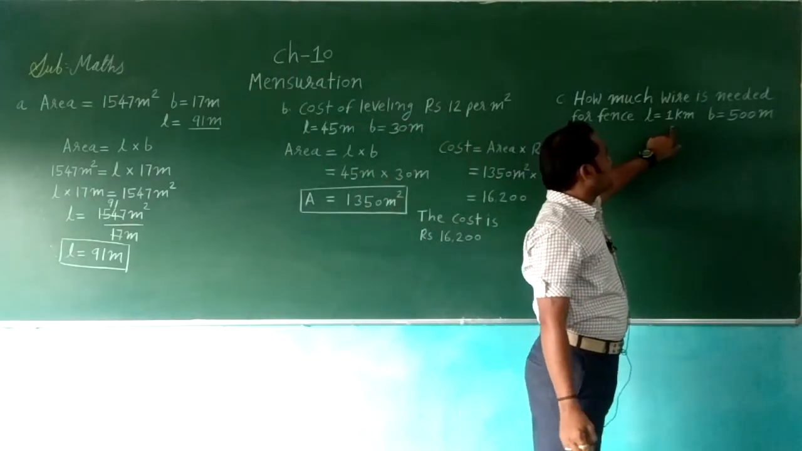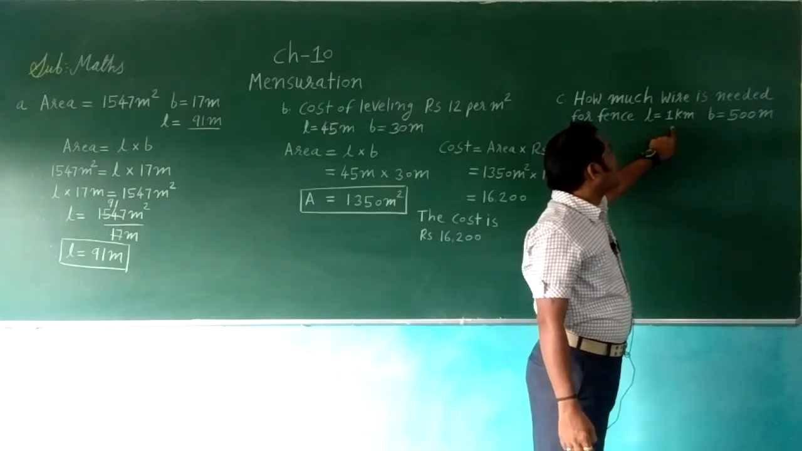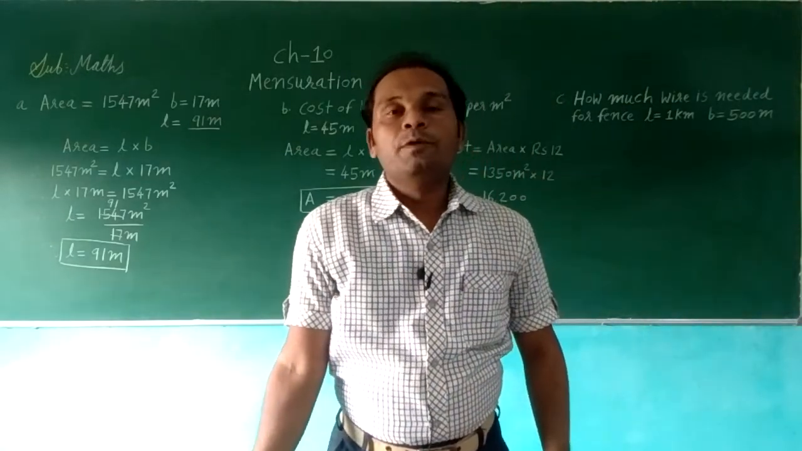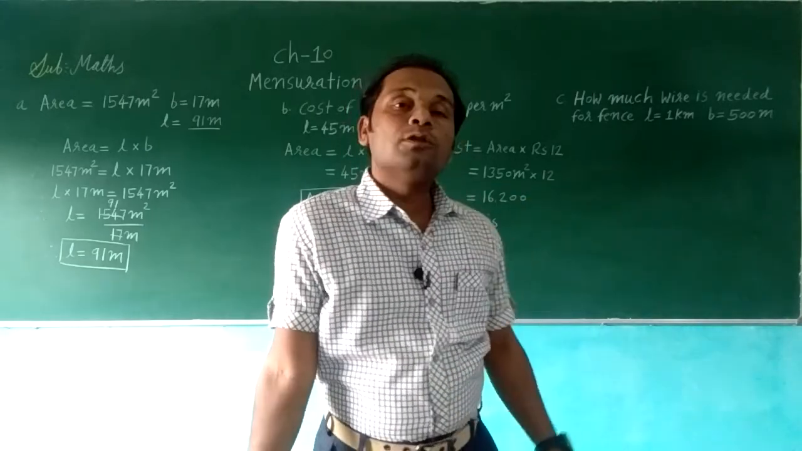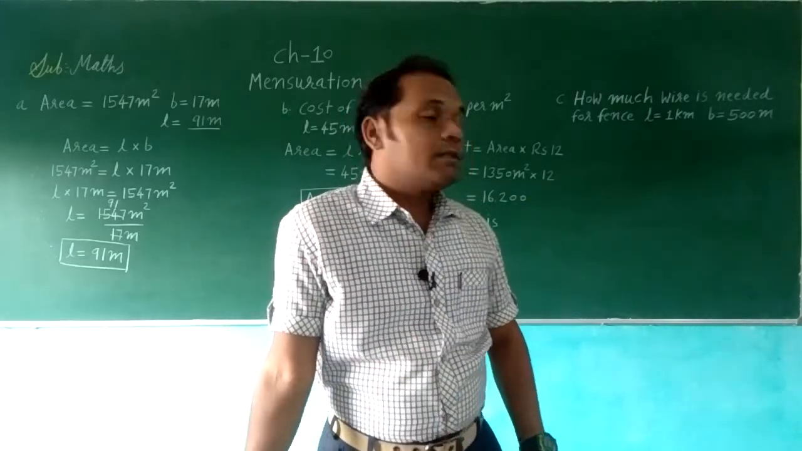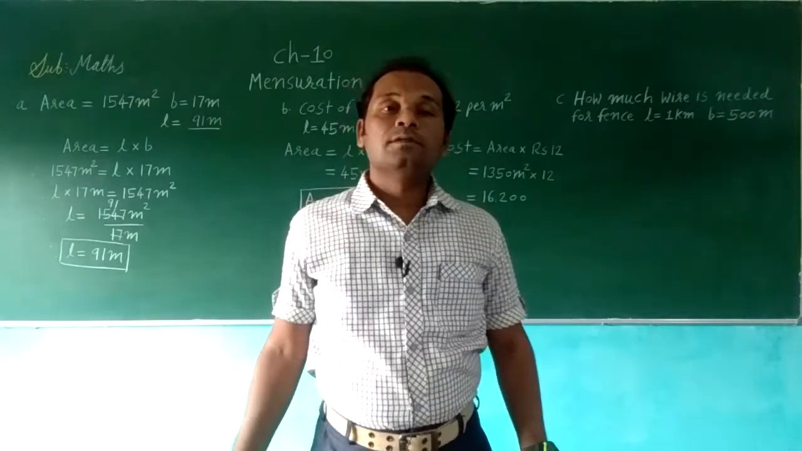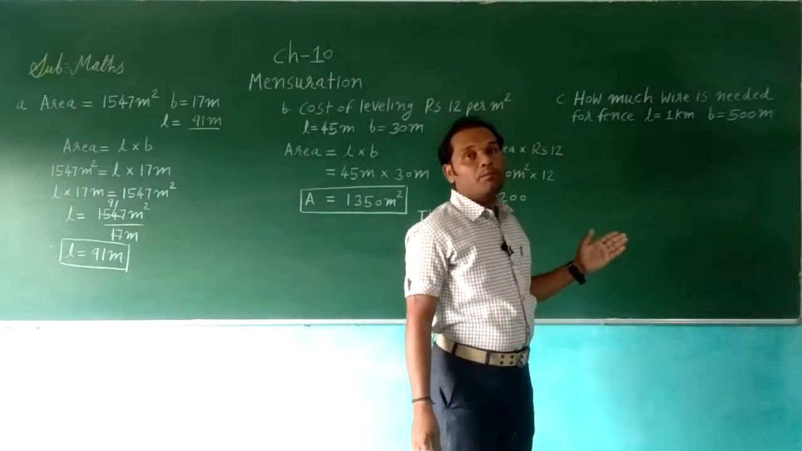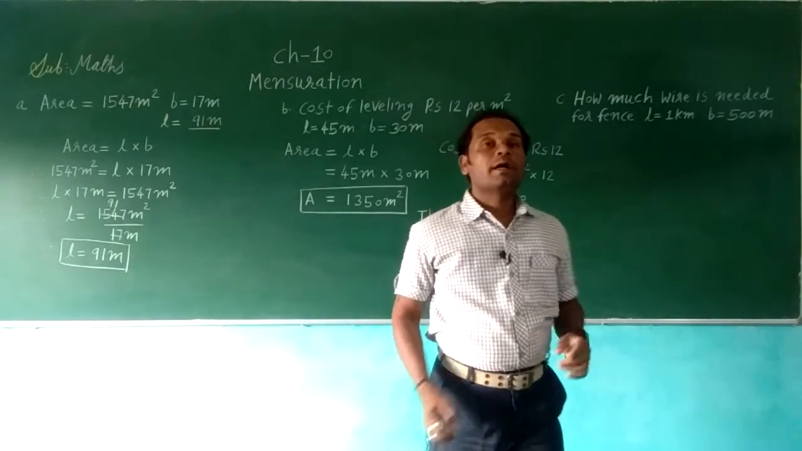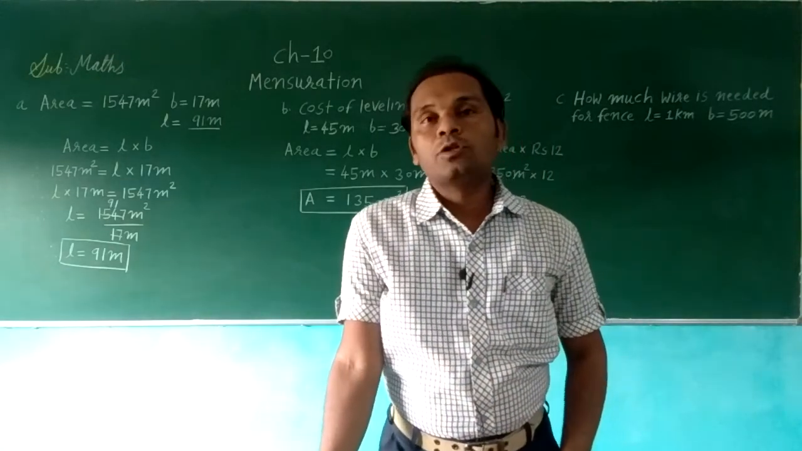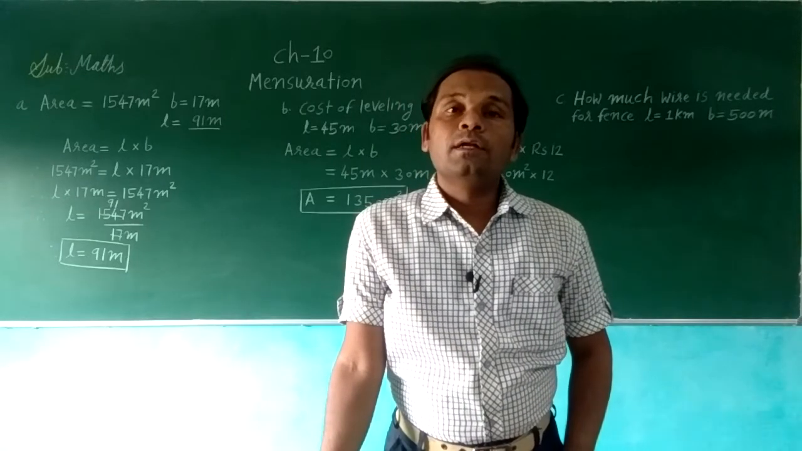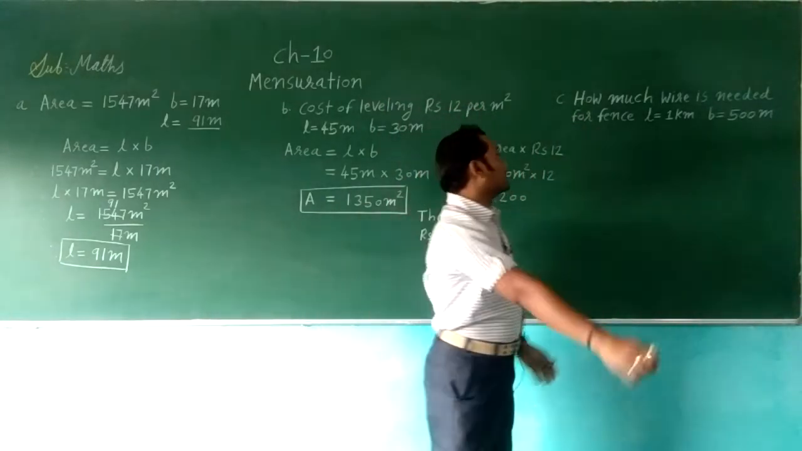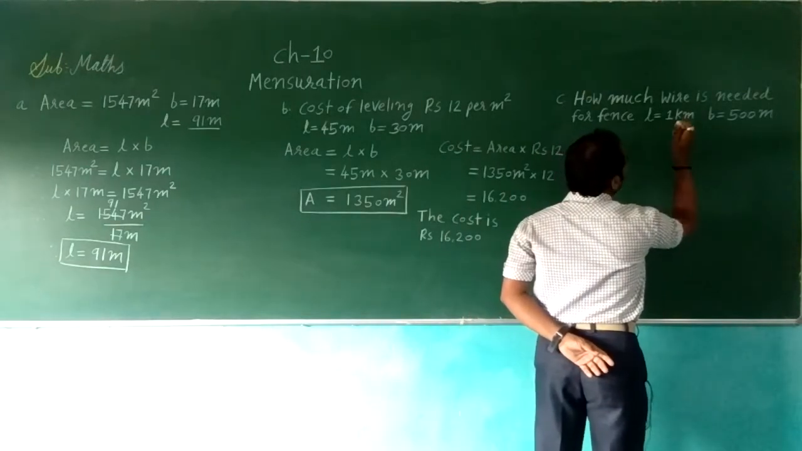But one thing is different here. The length is given in kilometer and the breadth is given in meter. First of all, before we do this sum, we need to make both the same. The length is 1 kilometer and the breadth is 500 meter. So we have to make both length and breadth equal in one kind of measurement. If meter is given, both will come in meter. If kilometer is given, both will come in kilometer. And if centimeter is given, both will come in centimeter.